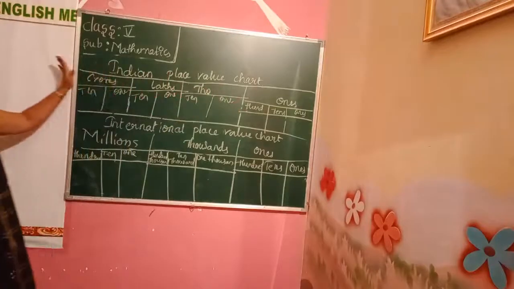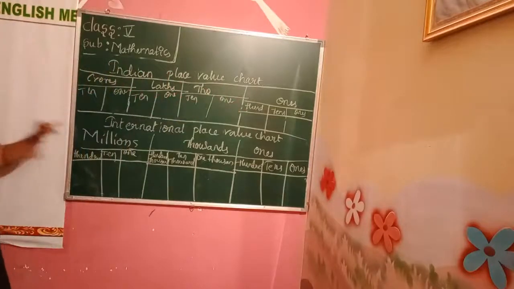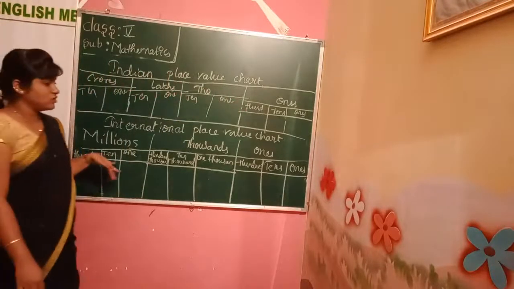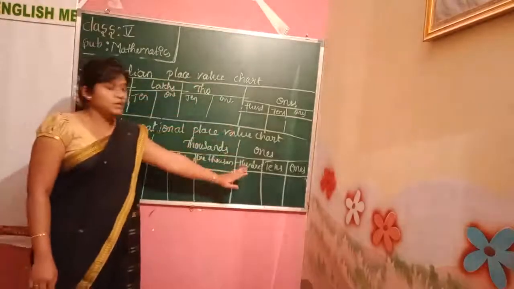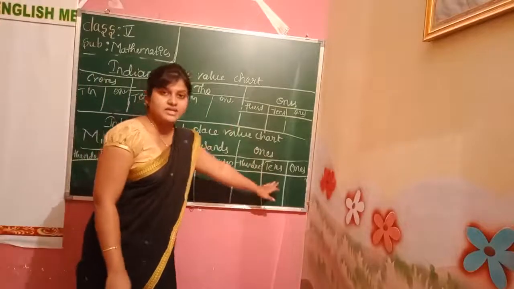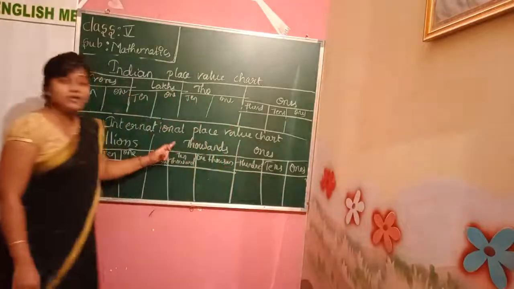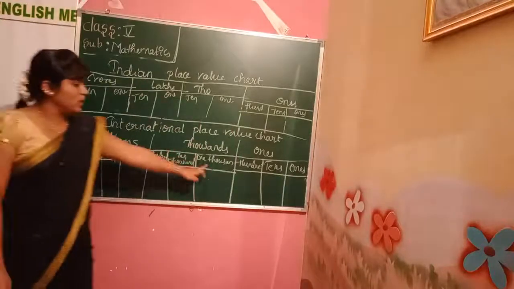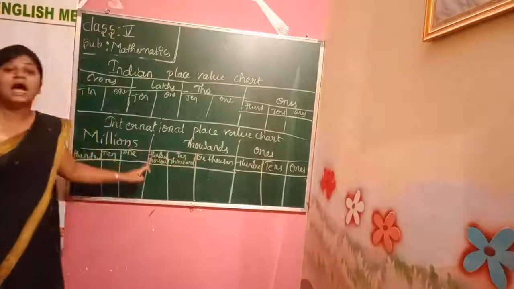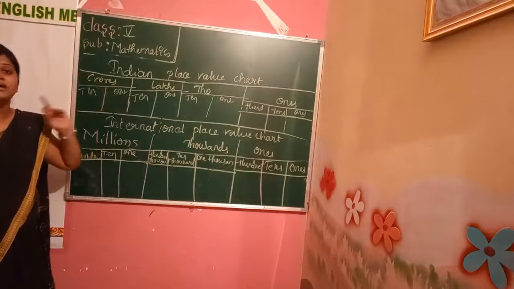Which place value chart is this? Indian place value chart. But in the international place value chart, it is totally different. In ones place we have hundreds, tens, and 1. In thousands place we have one more column, that is 1,000, 10,000, 100,000.